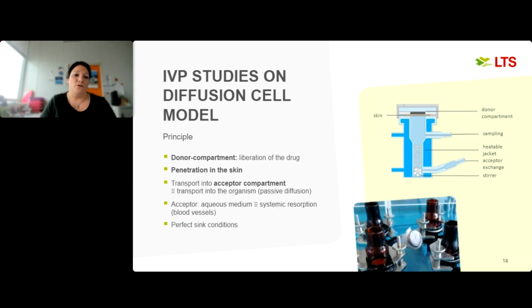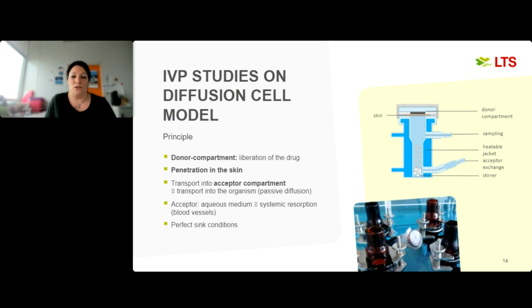So if we want to mimic this uptake of a drug over the stratum corneum through the epidermal layer to the vesicular system, then we need also a good model. Normally we investigate this in in vitro permeation studies, and we use the diffusion cell model as our principle. In a diffusion cell model, we have a donor compartment and an acceptor compartment. In the donor compartment, we normally apply the drug, or at the end, the formulation or patch.